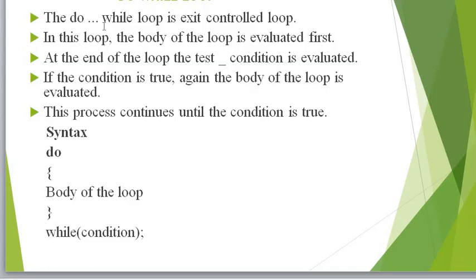Next one is do while loop. Do while loop is an exit control loop, which means the body of the loop is evaluated first, not the condition. Here the body of the loop is evaluated first and only then the test condition will be evaluated. If the condition is true, again the body of the loop is evaluated, and this process continues until the condition is false. This is the syntax for do while loop.